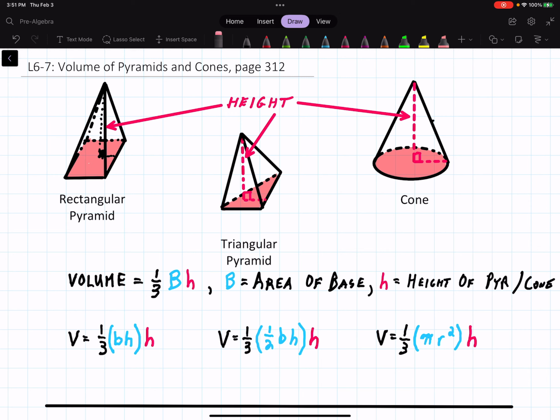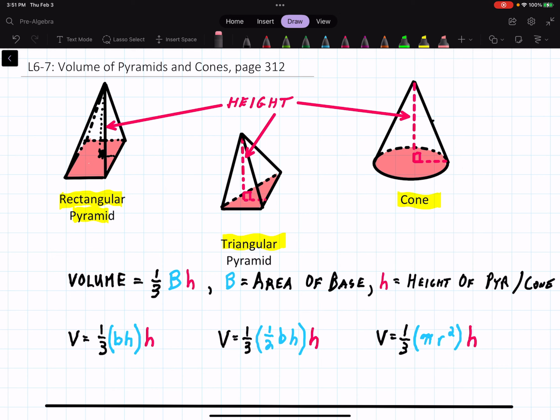There are two different pyramids. The first one is a rectangular based pyramid, and that means the base that's colored here in light red is a rectangle shape. The second one is a triangular pyramid, and the base on this one is a triangle. And finally, we have a cone, and the cone has a base that is a circle. Okay, so let's take a look at these three.